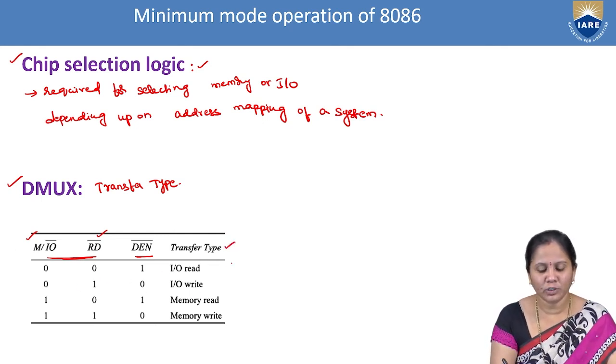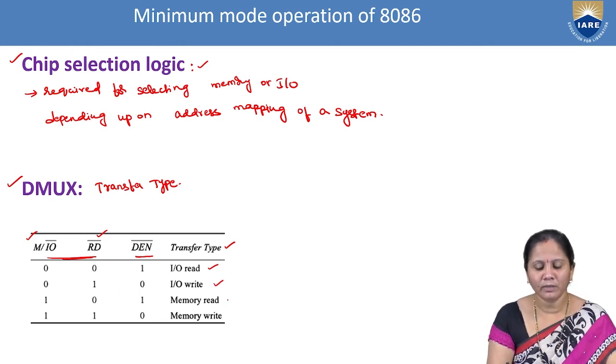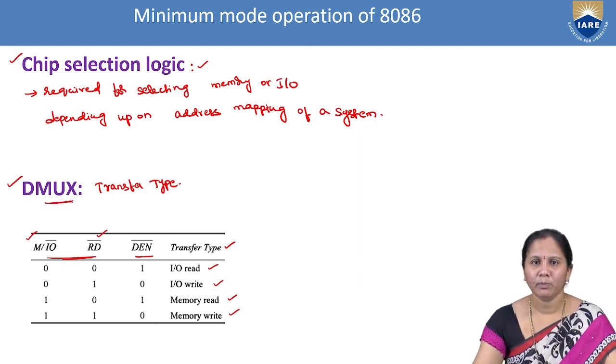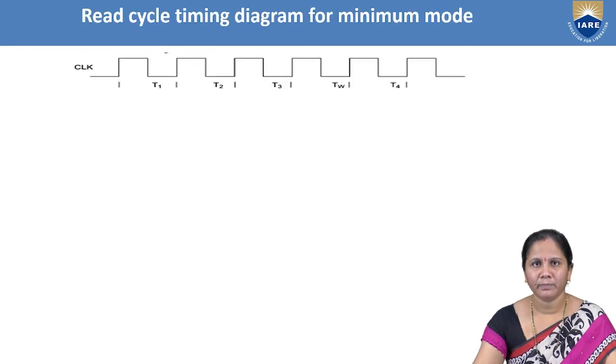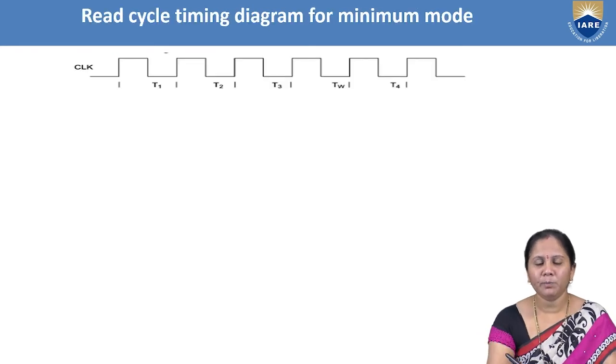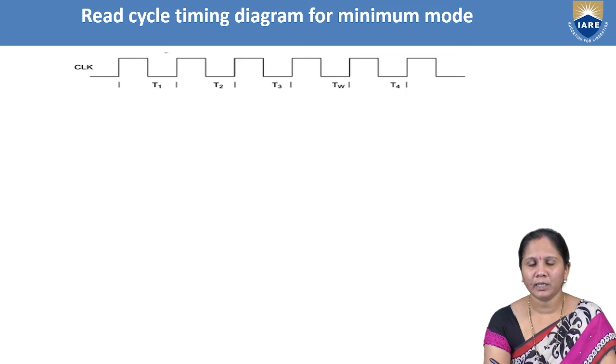If it is 001, the transfer type is read from the I/O. If it is 010, write to the I/O. If it is 101, read from the memory. If it is 110, write to the memory. So these are the three important signals that are connected to this demux block component. That covers the architecture and its important components.